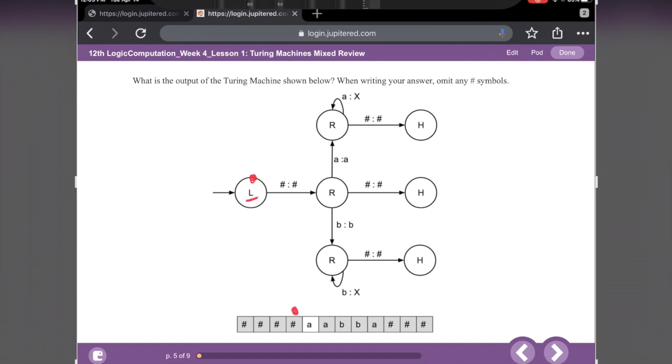Okay, going to the left, we see a pound sign. Now we can follow that state transition. It says replace the pound sign with the pound sign, so we just leave it alone. And then immediately we go to the right.